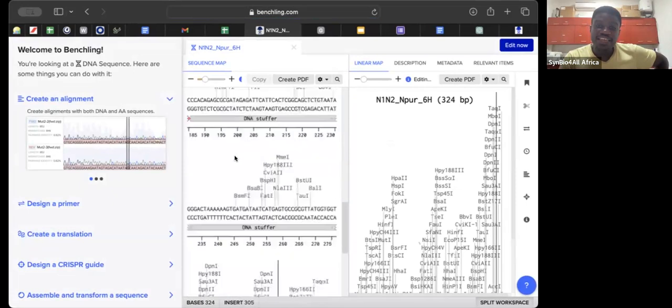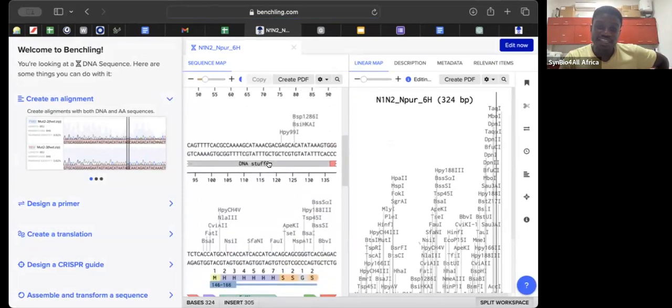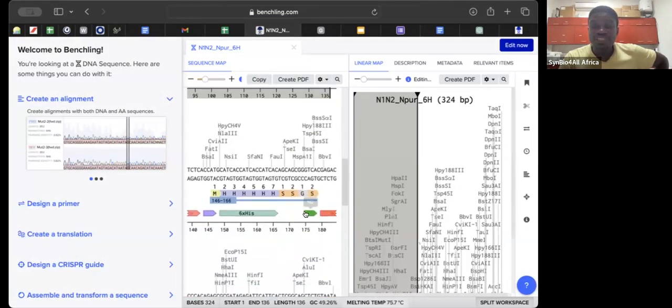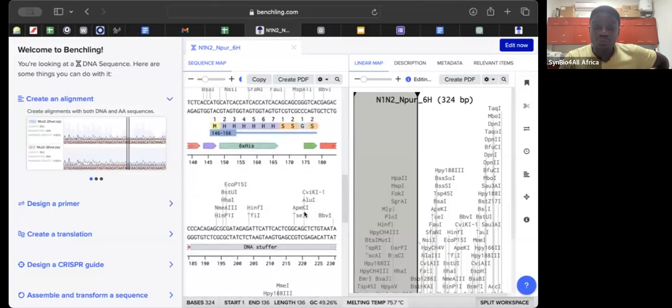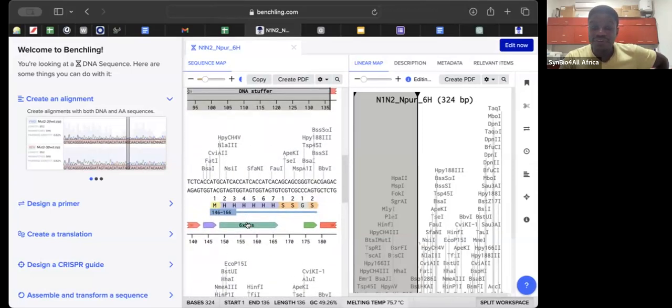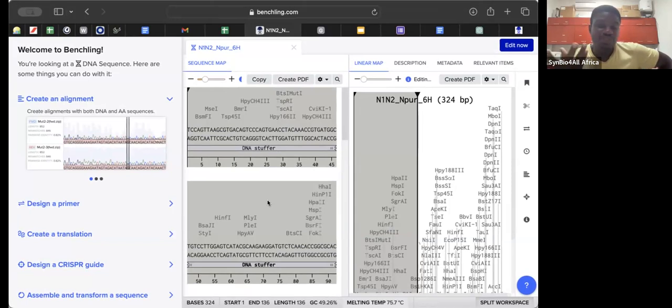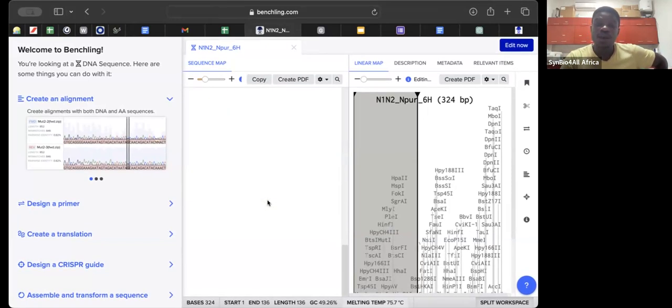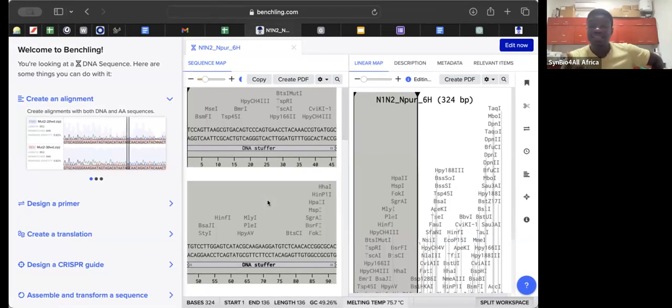What you are seeing here, the DNA stuffer, don't worry about it. The sequence that we originally had to do that particular thing, the His-tag, is a very, very short sequence, right? So we put a DNA stuffer there. The DNA stuffer is just a piece of DNA that doesn't do any function. We put it there just to make the sequence quite long, to allow for the synthesis and allow you to easily be able to work with it, right?